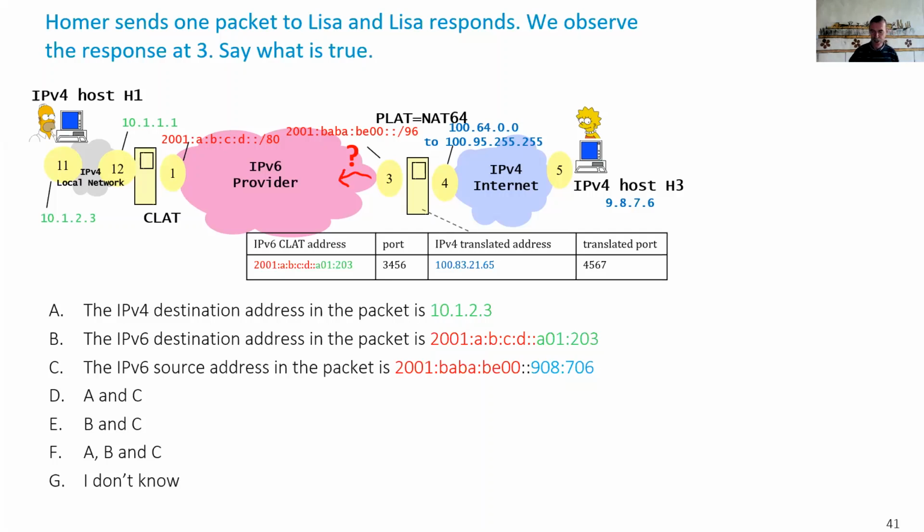I close in a few seconds. And there's a tie between B and E, and the correct answer is E, which means both B and C. So this packet here is an IPv6 packet. So its destination address must be exactly this one here, and this has been done by the NAT that has it in its table.